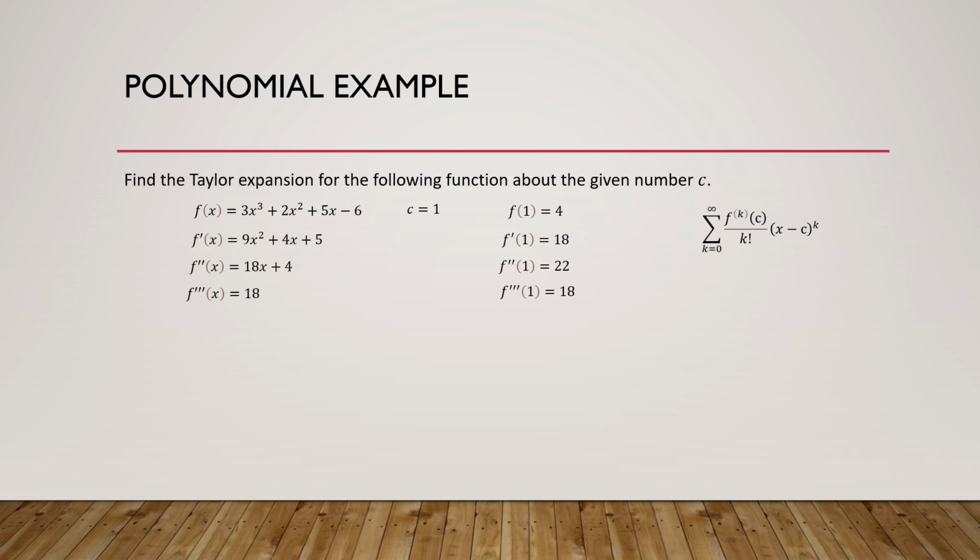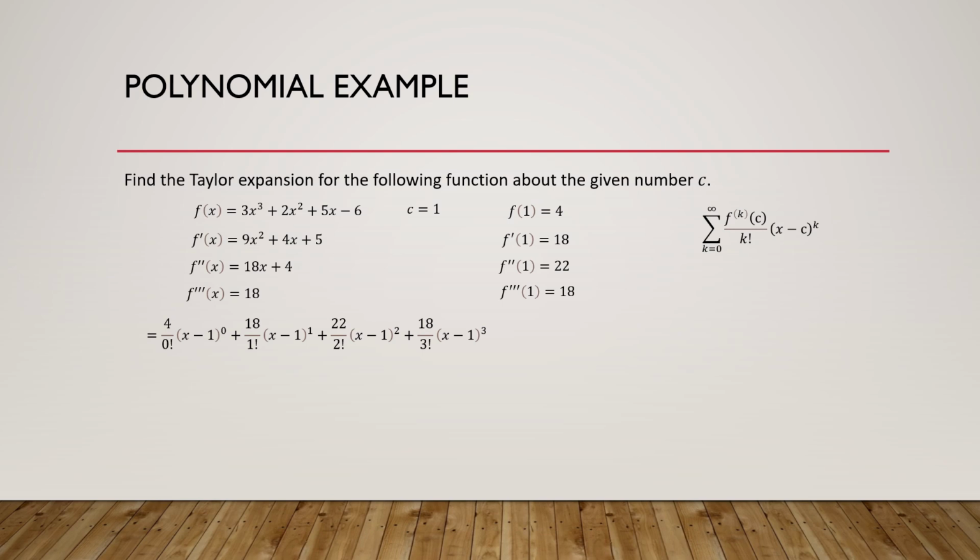Putting together the series gives us 4 over 0 factorial times the quantity of x minus 1 to the 0 power, plus 18 over 1 factorial times the quantity of x minus 1 to the first power, plus 22 over 2 factorial times the quantity of x minus 1 squared, plus 18 over 3 factorial times x minus 1 cubed. The series will end there as all of the subsequent terms will be 0.